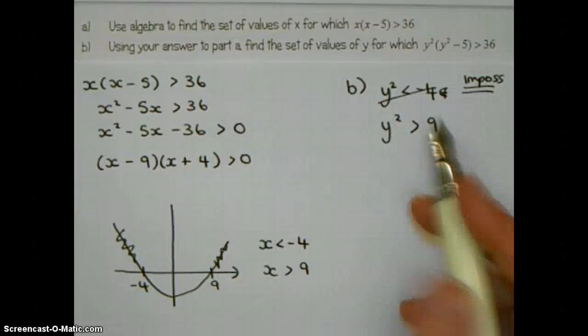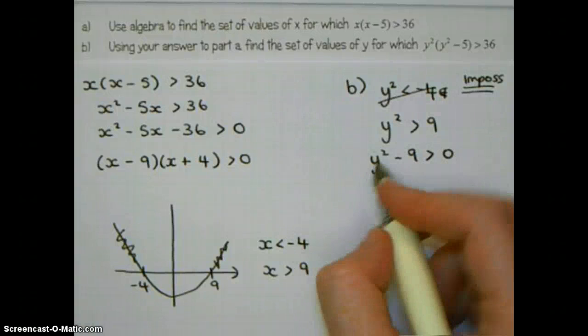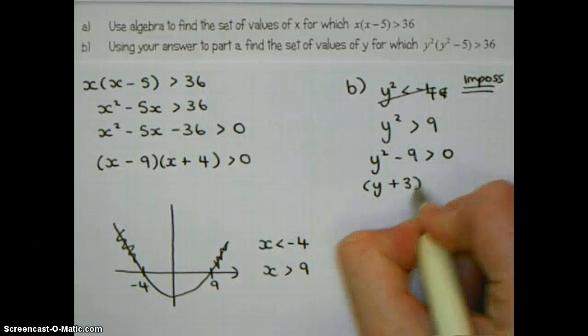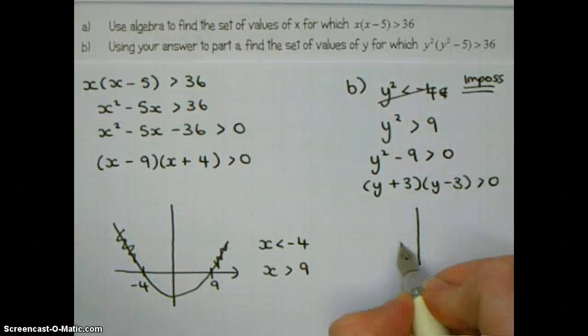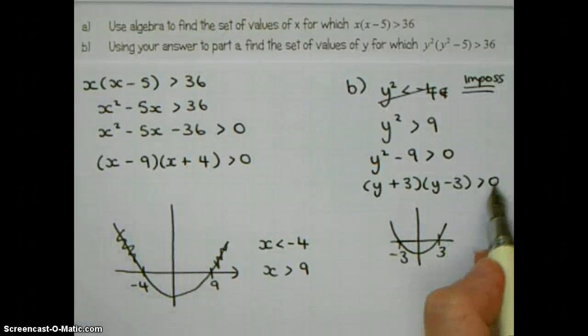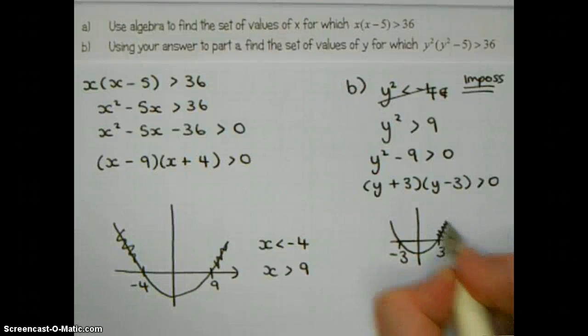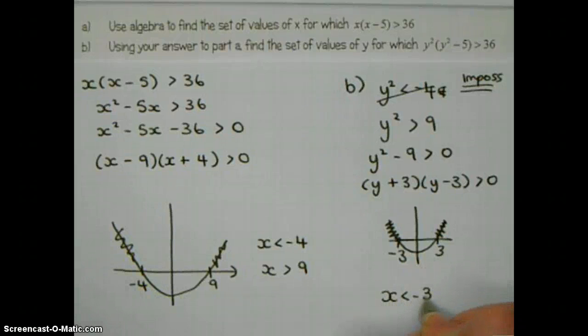And again, it's a quadratic, so we make that bigger than 0. This is a difference of two squares, so it's y plus 3, y minus 3 is bigger than 0. And a very quick sketch of this graph will show you that that crosses at 3 and minus 3. And if I want where it's bigger than 0, it's there and there. So either x is less than minus 3 or x is bigger than 3. Oh, sorry, not x, y. My mistake. So y is less than minus 3 or y is bigger than 3.